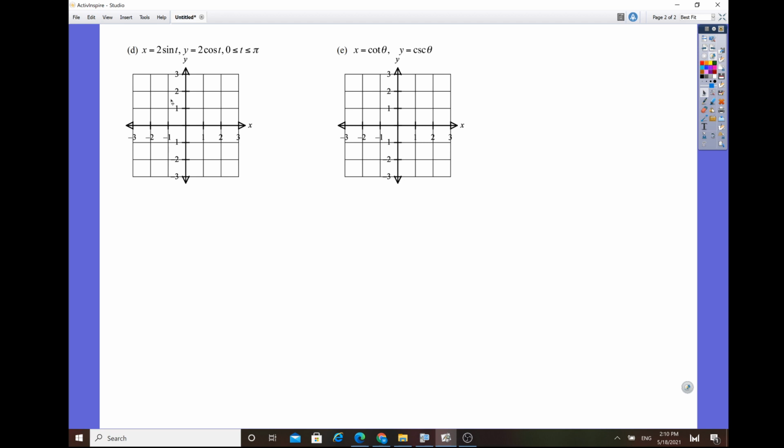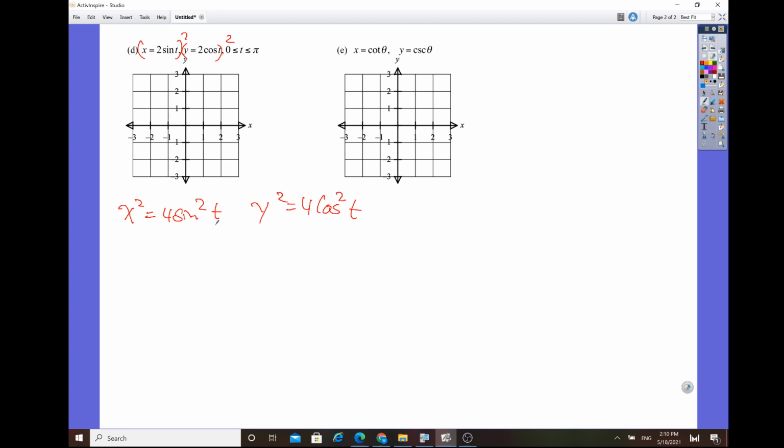Okay, so for part d, the first thing you want to do is try to find a way to get that t right there. So basically just square both sides of the equation. What we found here is x squared equals 4 sine squared of t, and then y squared equals 4 cosine squared of t.